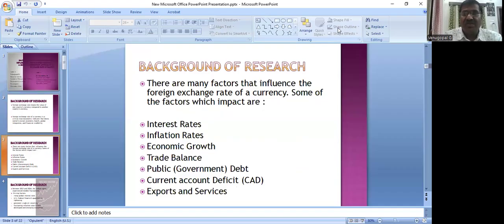So there are many factors which influence the foreign exchange rate of a currency. Some of the factors I have listed down. So they are interest rate, inflation rates, economic growth, trade balance, import exports, public debt, current account deficit, and the Sensex also will have an impact on it.